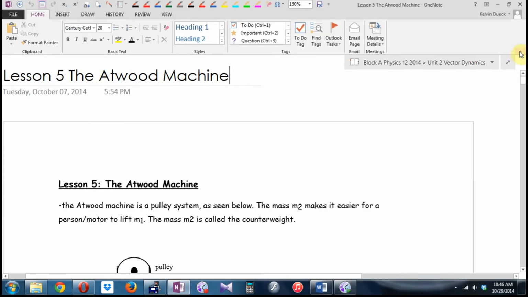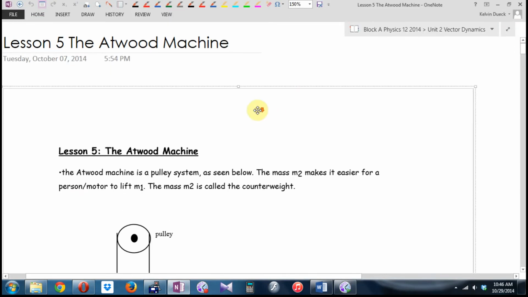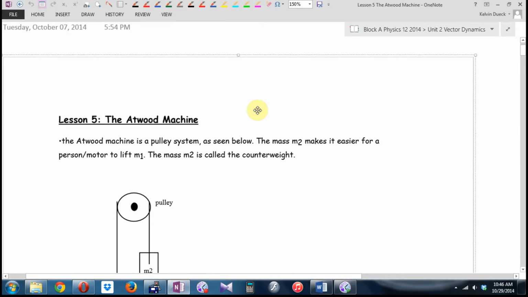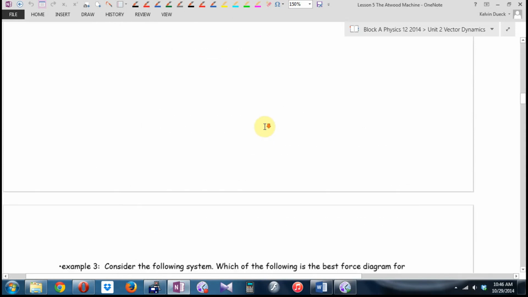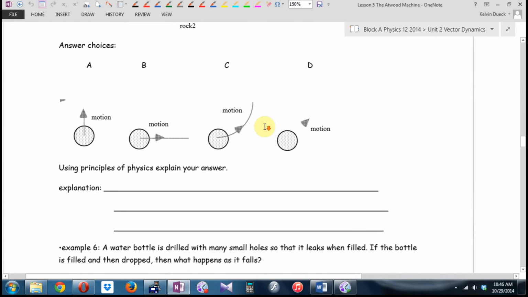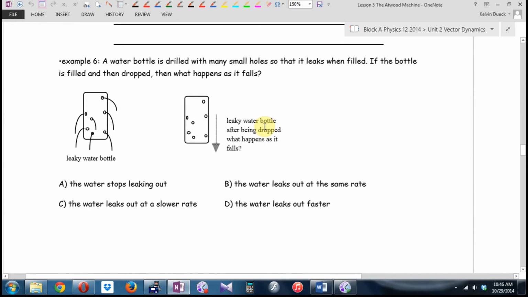So, folks, can you all listen up? We're going to be doing a lesson on the Atwood machine, but normally I do a demo at the end of this lesson. I'm going to start. So can you, in the lesson, turn near the end of the lesson where you see a lovely picture of a bucket of water, example 6. Find this.